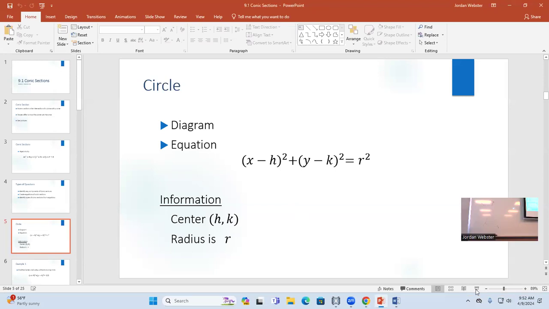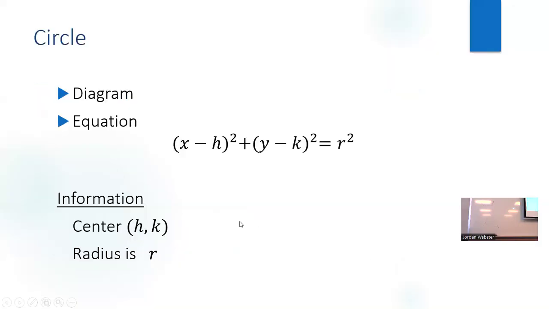So there we can see the key components of a circle. Center is at (H, K) with radius R. By the way, other things that sometimes people talk about with the circle is a diameter. A diameter is just twice a radius. It's from point to point through the center, which means it's twice the radius.